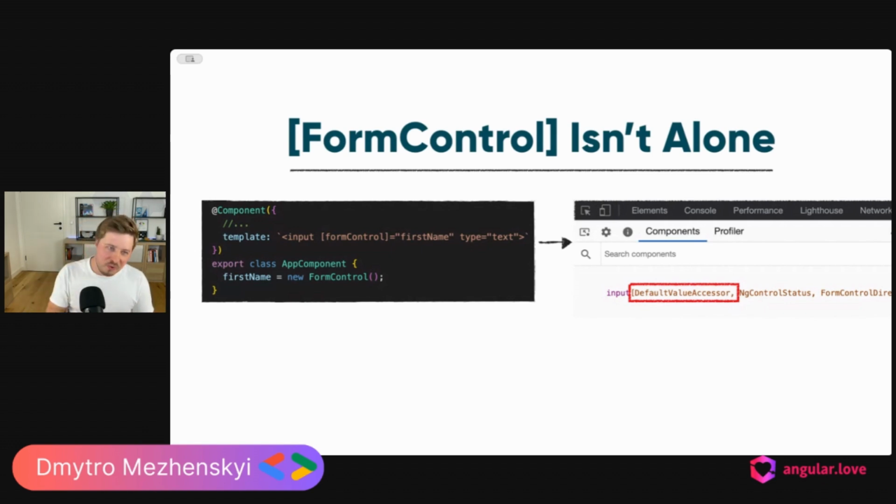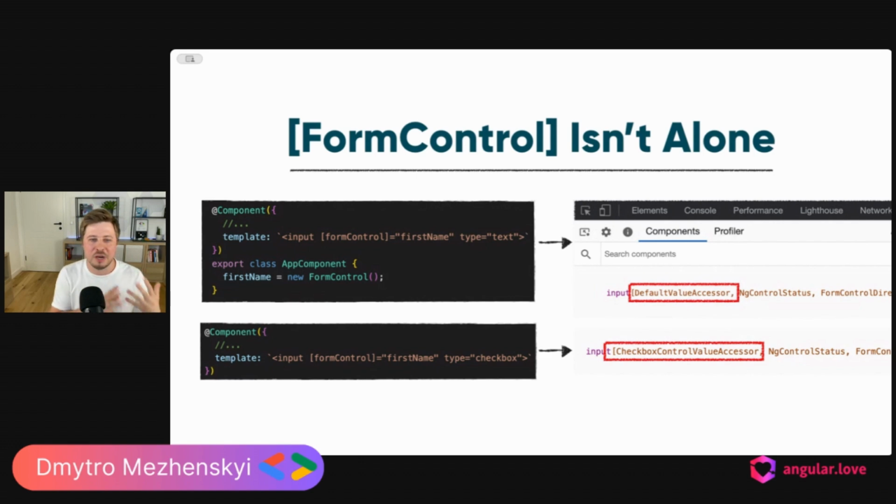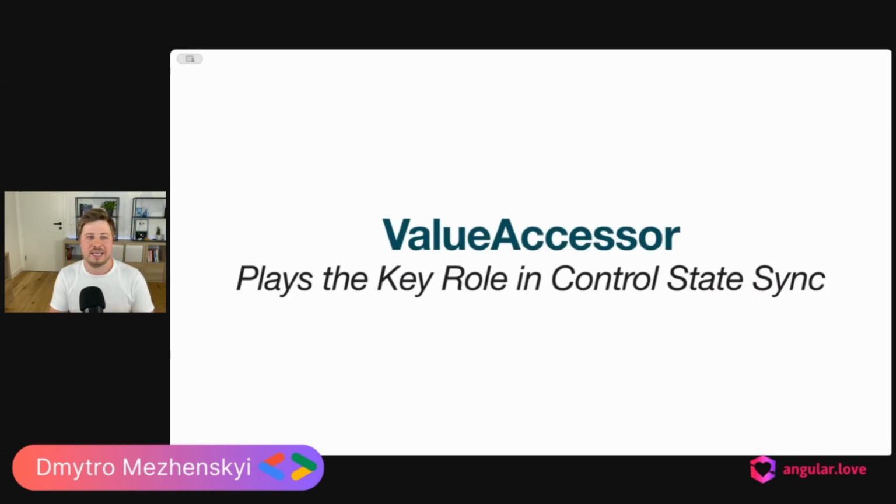And what is even more interesting, if you try to investigate another input of another type, for example, an input with type checkbox, you will see a very similar picture, but with only one difference, and the difference is the ValueAccessor. So for a different type of input, a different control ValueAccessor is used. In our case, this is the checkbox control ValueAccessor. And ValueAccessor actually plays the key role in the synchronization of the control state.